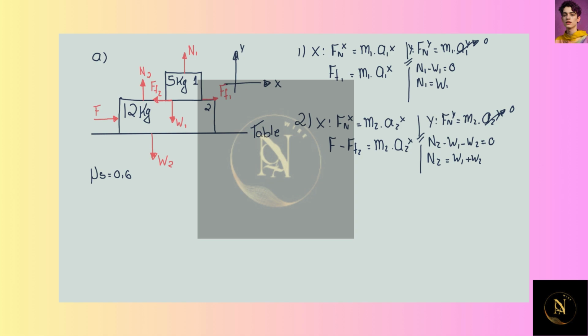Okay, but what do we want to determine? We want to determine the maximum possible value for this force F, such that one block isn't slipping on top of the other. And what is the condition for this to happen? If they are not slipping with respect to one another, then they are moving with the same acceleration. So the key condition is this one.